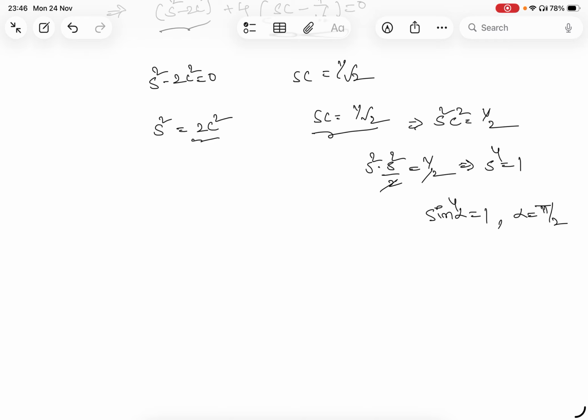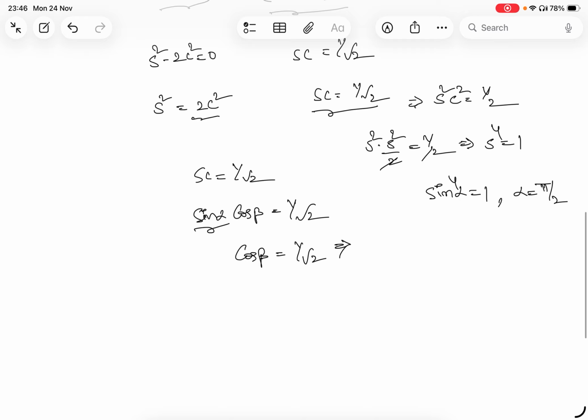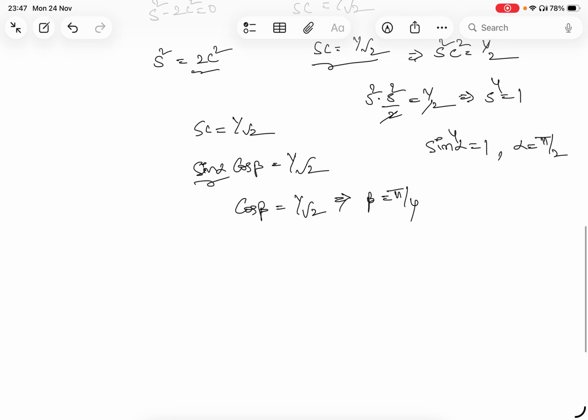Now, as you can see, SC is 1 by √2, right? sin α cos β is 1 by √2. If sin α is sin π/2, which is 1, then this implies cos β equals 1 by √2. If cos β is 1 by √2 and β is in the range 0 to π, then because it's a positive value, it must be in the first quadrant, so β is π by 4. Fine. Finally, we have found the values α = π by 2 and β = π by 4.